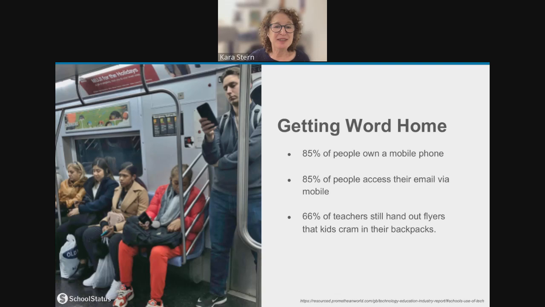So, we've already established how critical it is to get information home to parents and caregivers. And Charles really laid out beautifully how we really get our information. Most people are getting their input at all times from their phone. So, given these stats, what do you think is the percentage of parents who actually manage to put their hands on a flyer that goes home in a backpack?